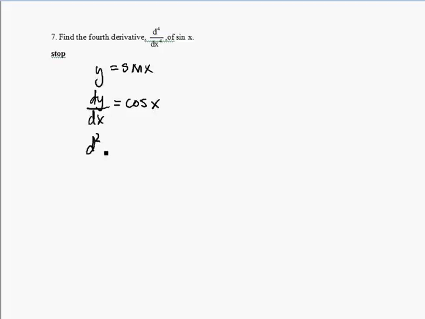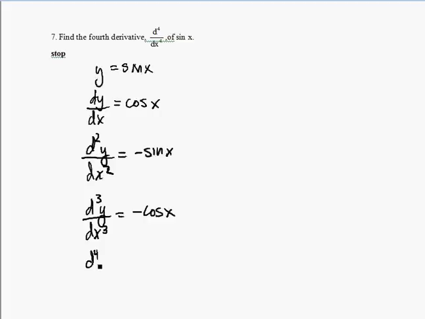Our second derivative, you square the d and then square the x. You're taking the derivative twice, with respect to x twice. Derivative of cosine is negative sine x, so you're just taking the derivative of the derivative. So here we're taking the third derivative of our function with respect to x again. Derivative of negative sine is negative cosine of x.